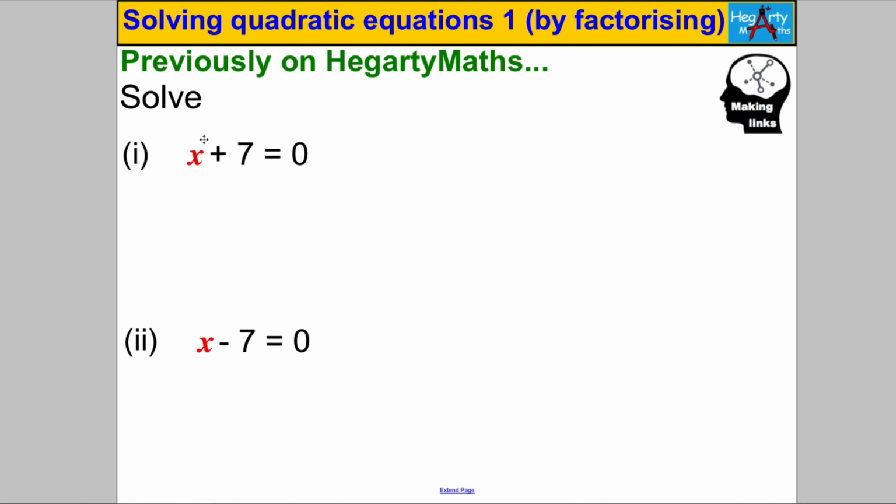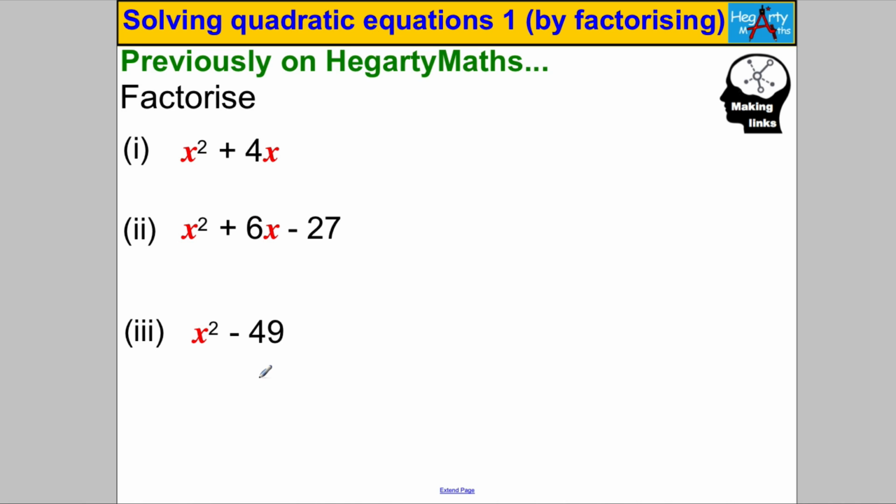Pause the video and double check you can find x in both these cases. In this case, I would hope you subtract 7 off both sides and you would get x is therefore negative 7. In this case, you can add 7 to both sides and you can see that x is going to equal 7. You can just spot as well that negative 7 add 7 must be 0, so that has to be negative 7. And similarly, that has to be positive 7 because positive 7 subtract 7 is 0. They're so simple you can just spot the answer in those cases. I need you good at that for this video.